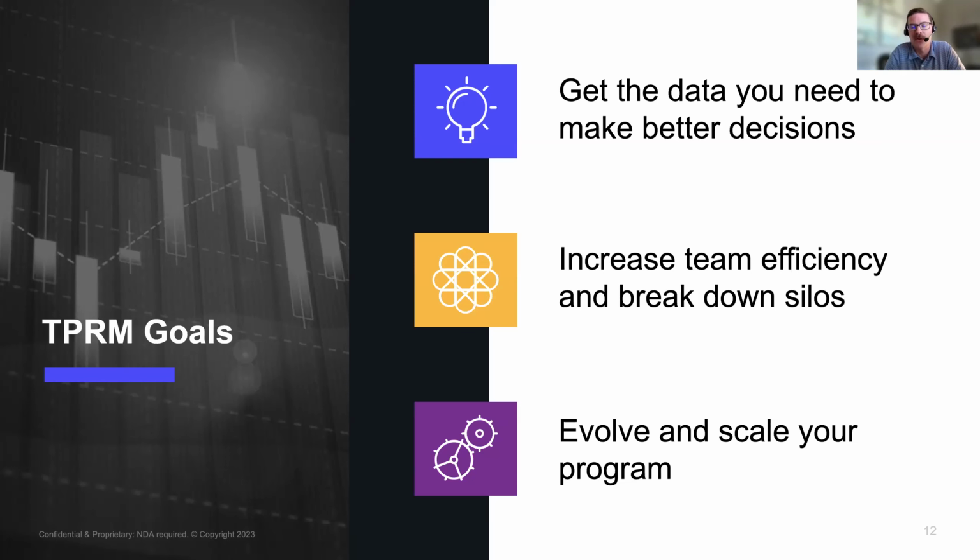And then third, evolve and scale your program over time. And by that, I mean be ready for an influx of vendors or an outflow of vendors or changing business requirements, being able to be elastic and agile and scale your program over time. Those are the three big outcomes or goals that organizations typically are looking to achieve with regard to third-party risk. Next slide, please, Bryan.